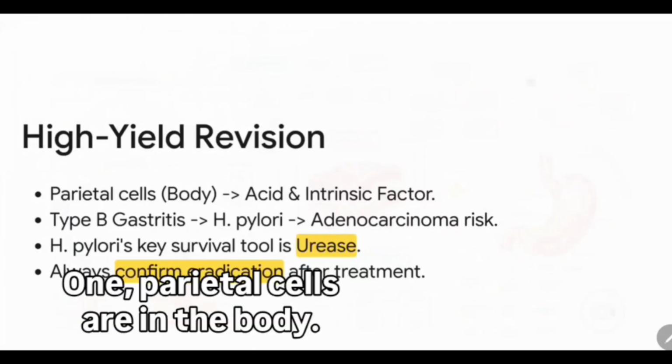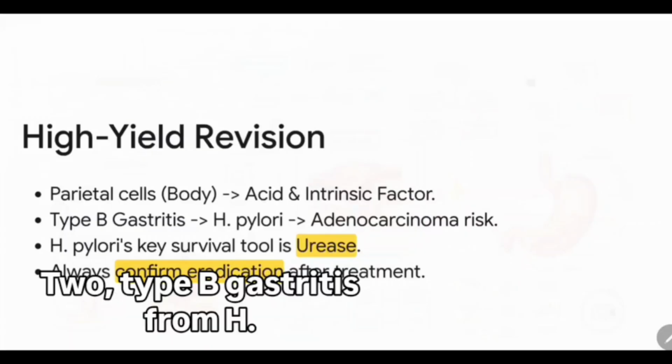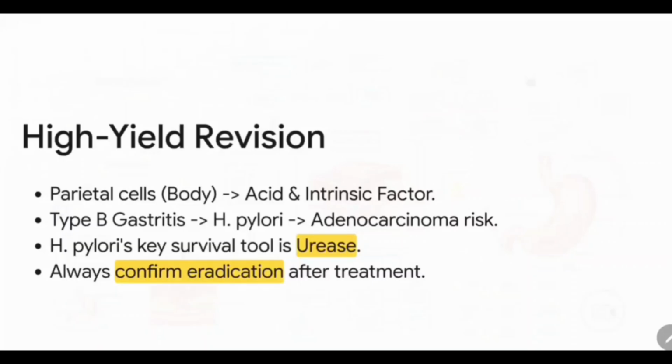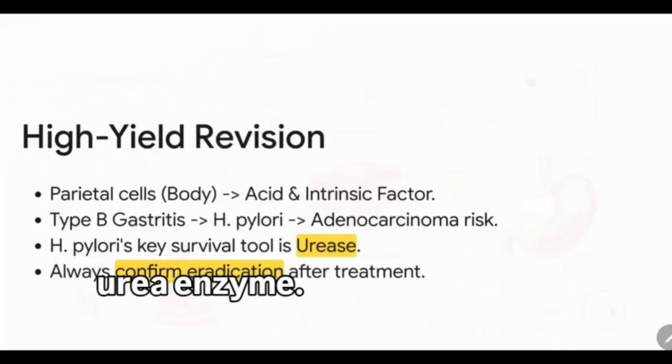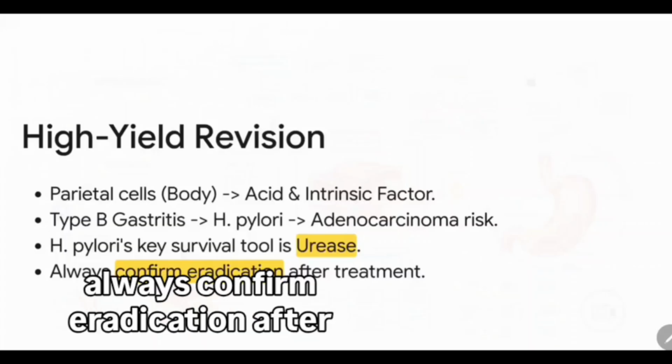Okay, let's do a quick revision of the absolute high-yield points. 1. Parietal cells are in the body, they make acid and intrinsic factor. 2. Type B gastritis from H. pylori carries a very real risk of adenocarcinoma. 3. H. pylori's number one survival tool is its urease enzyme. And 4. As a clinician, you must always confirm eradication after treatment.